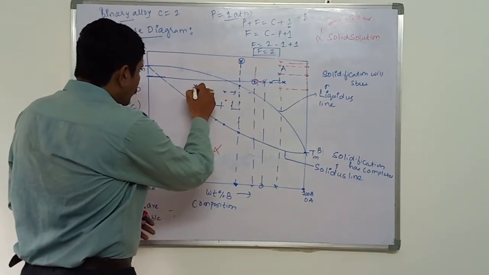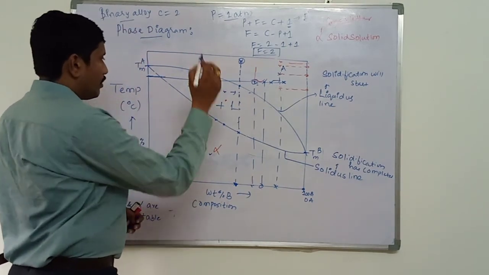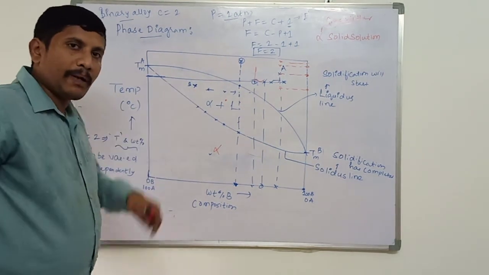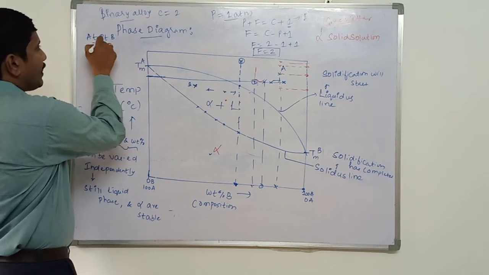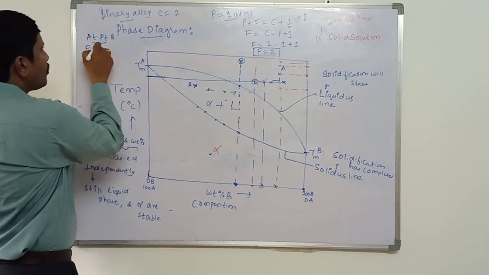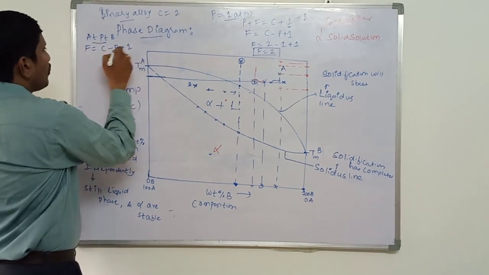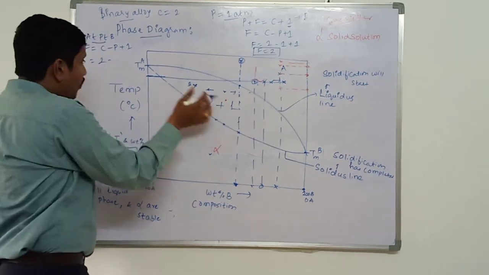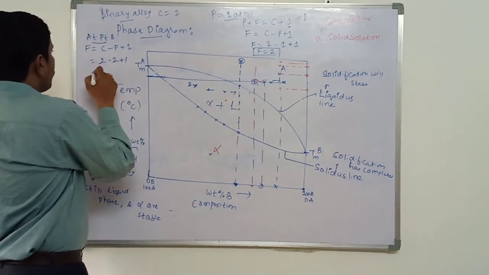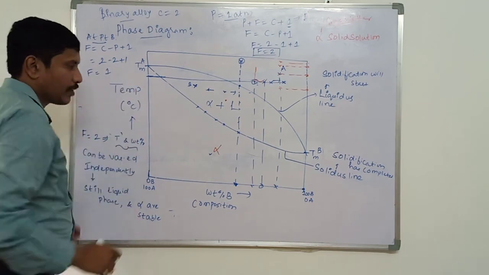Now let us suppose you consider a point here, a point B here. Let us find the degrees of freedom at point B. At point B, the degrees of freedom F is equal to C minus P plus 1. So two components, binary alloy, the number of phases existing is 2, alpha plus liquid, plus 1. So degrees of freedom is equal to 1, right?